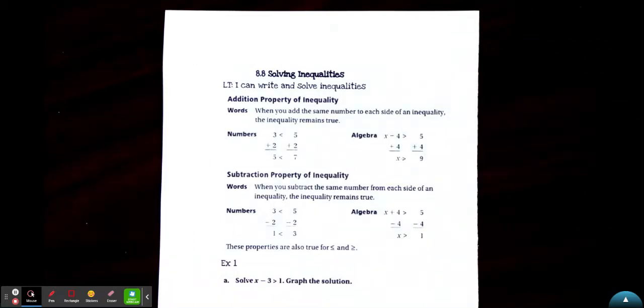Okay, 8.8, solving inequalities. Who wants to read the learning target? Ahan. Yeah, I can write and solve inequalities. So a lot of this is a review of stuff you learned, I believe, in chapter 6.